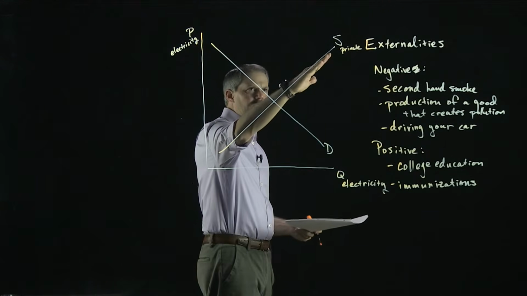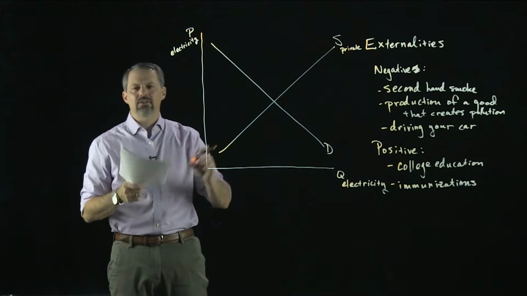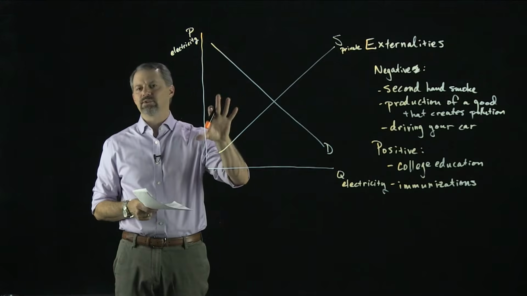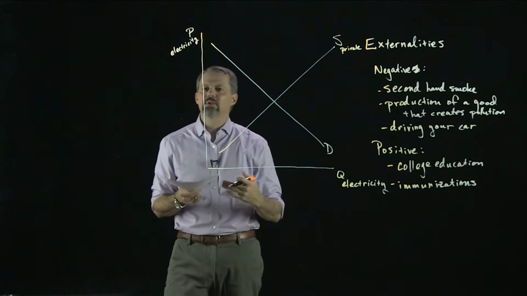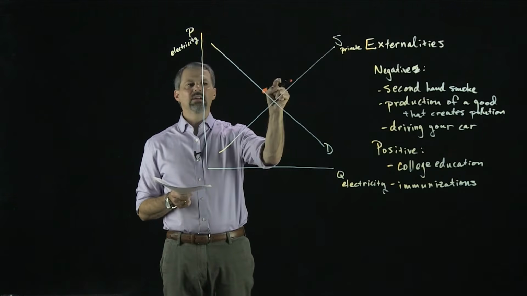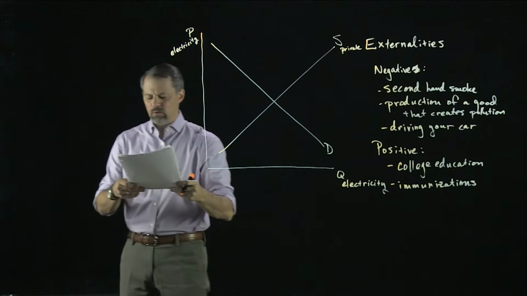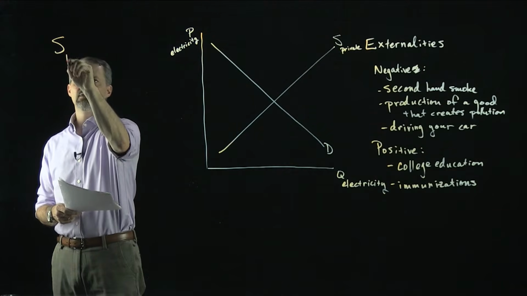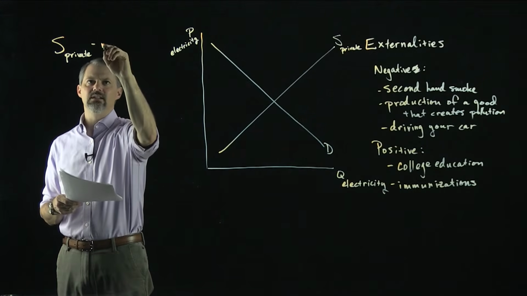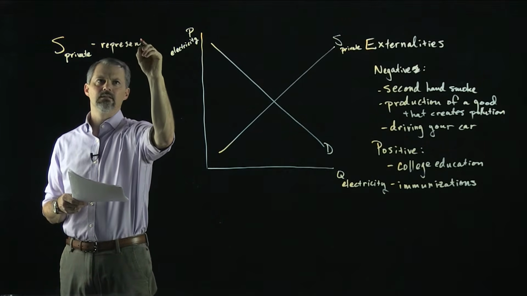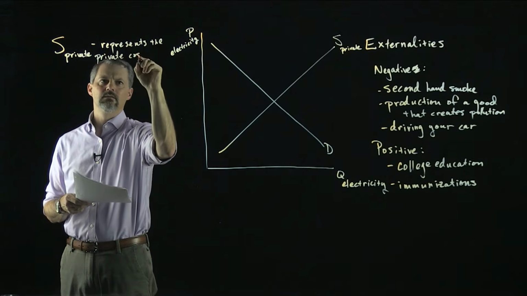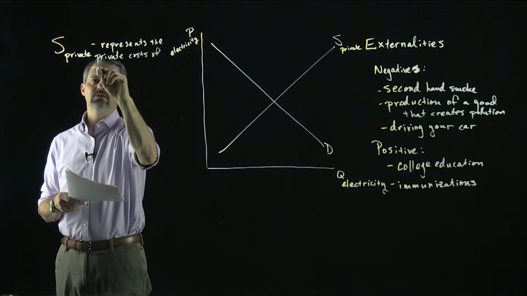Anytime we have a supply curve, we know that the market supply curve is just the horizontal summation of all of the individual firm supply curves. So that market supply curve represents the cost of production. It's a marginal cost curve. But now let's label it private, because what we're going to do is we're going to think about, let's say, S private represents the private costs of production of electricity.